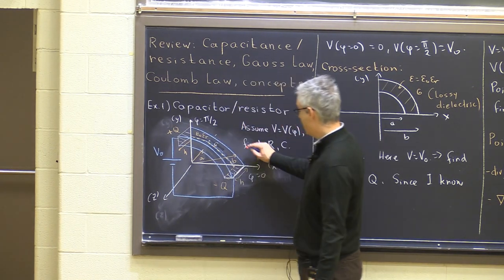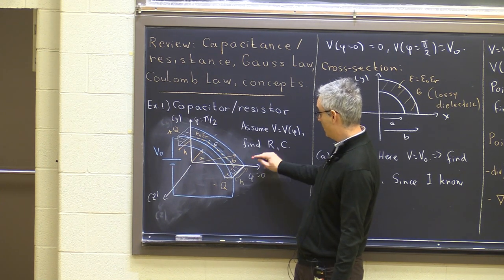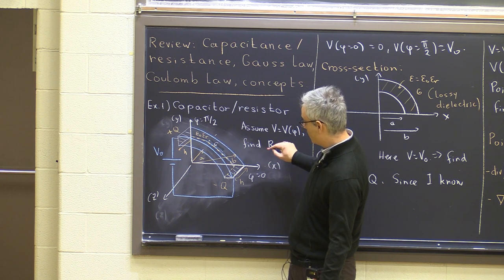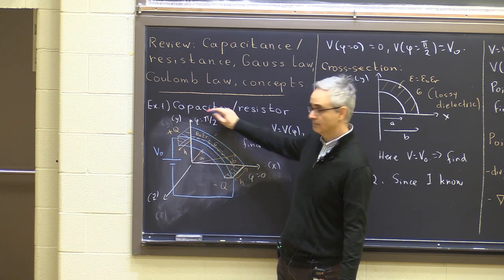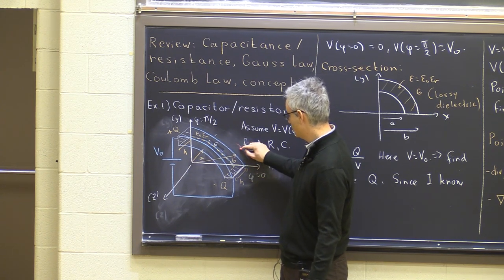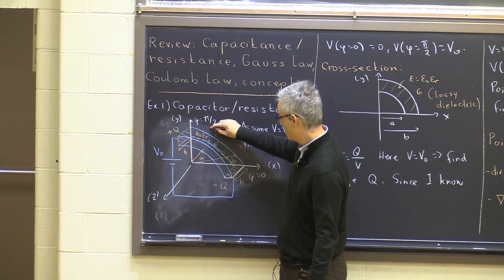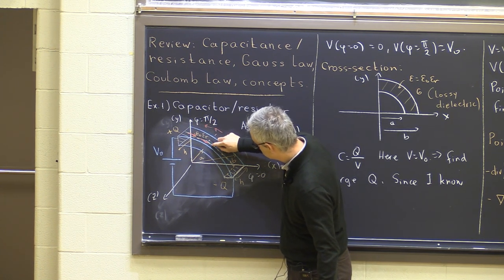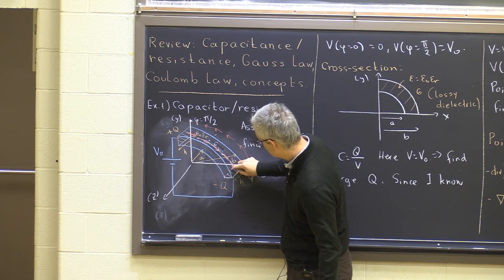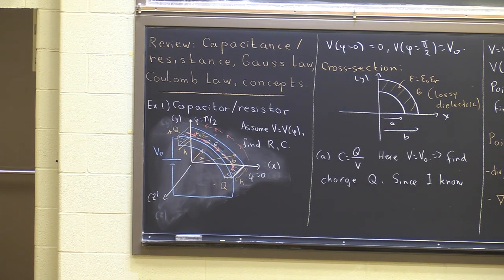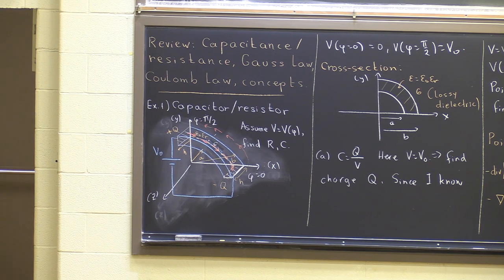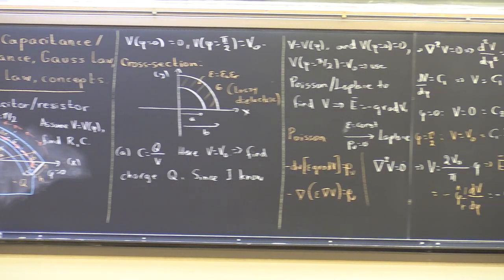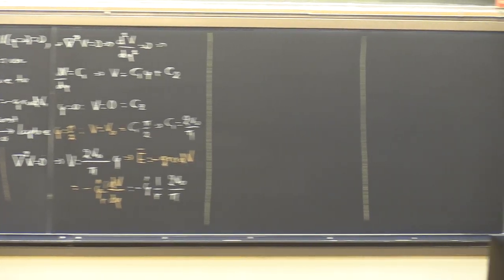The phi vector points from phi equals 0 to phi equals pi over 2. So it points in this direction. The electric field points in the opposite direction. So the electric field looks like this. Do I expect this or not? Yes, because the electric field always points in the direction of decreasing potential. So therefore, this makes sense.